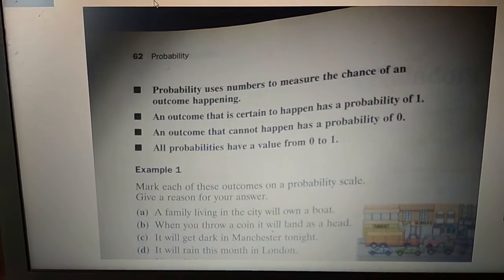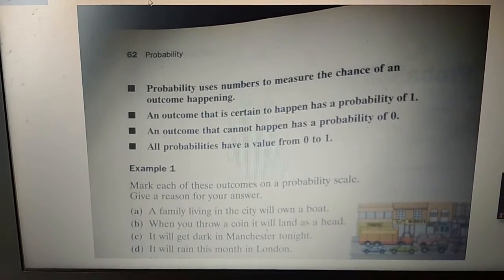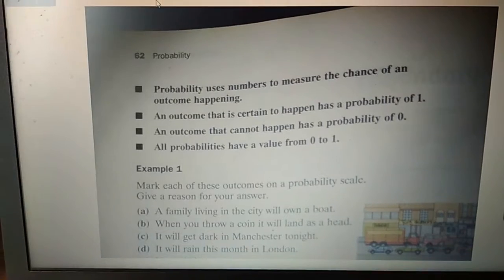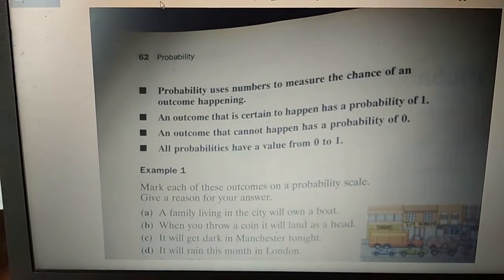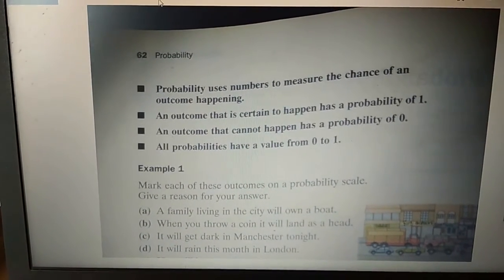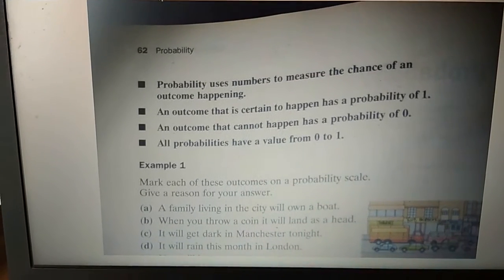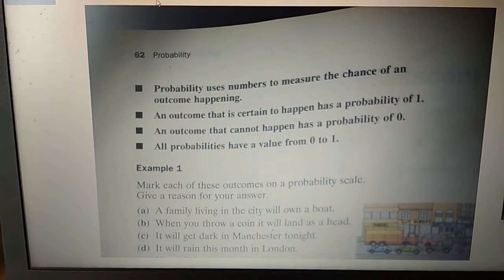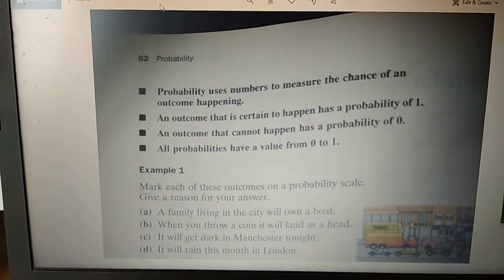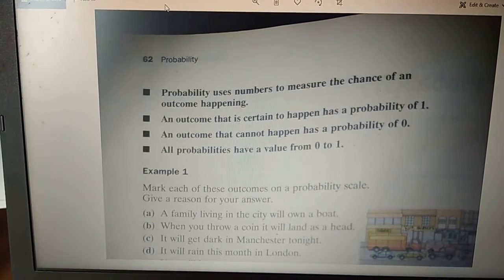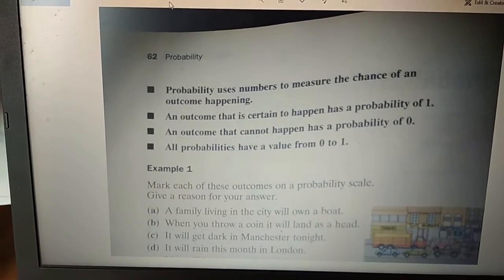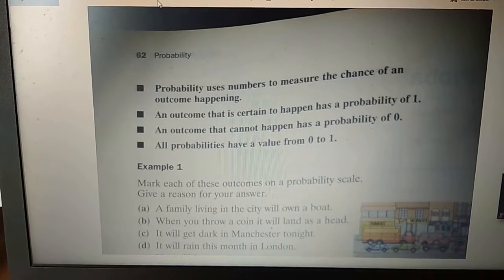An outcome that is certain to happen has a probability of 1. 1 means here it has the full chance for that thing to happen. And an outcome that cannot happen has a probability of 0, it means it doesn't have any probability, so it's 0. So all probabilities have values from 0 to 1.